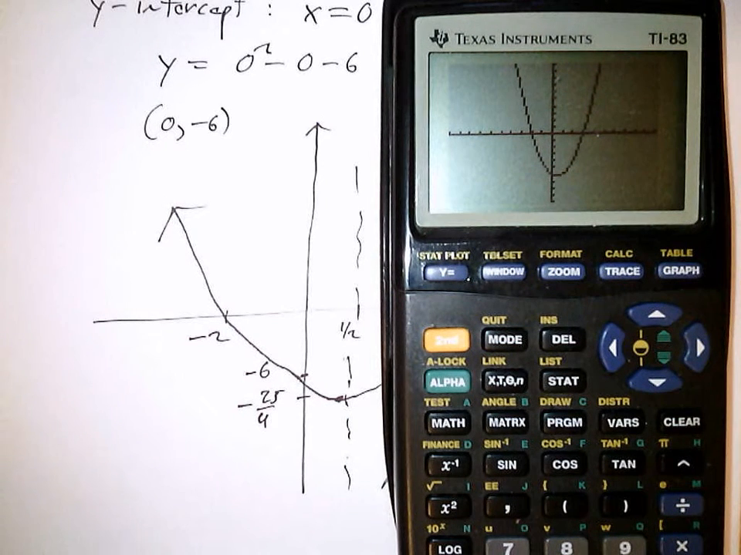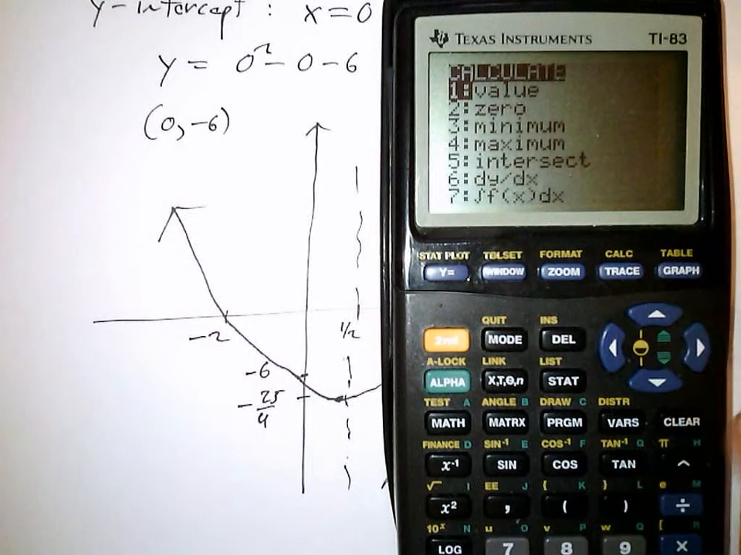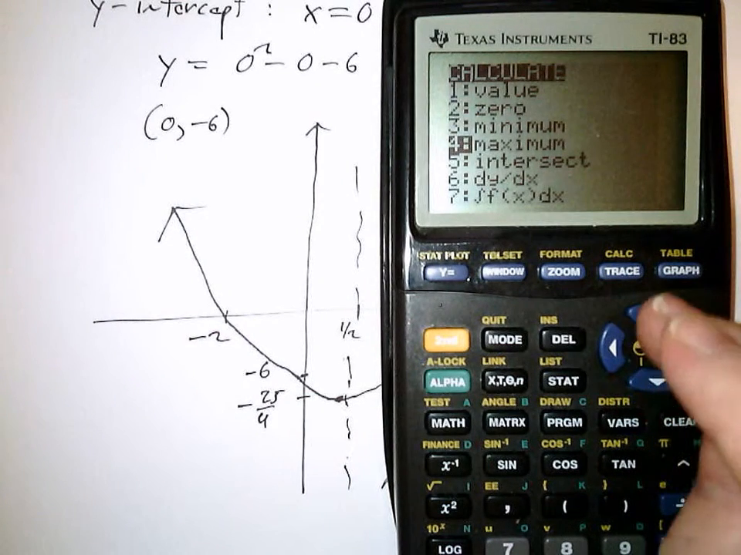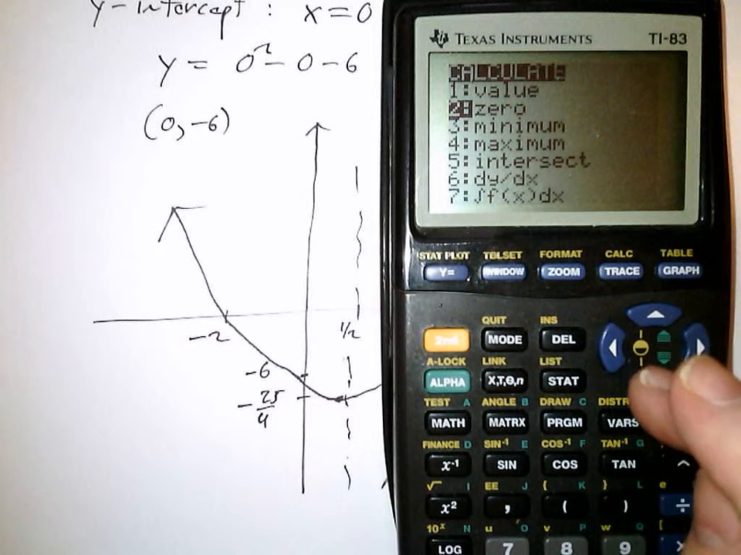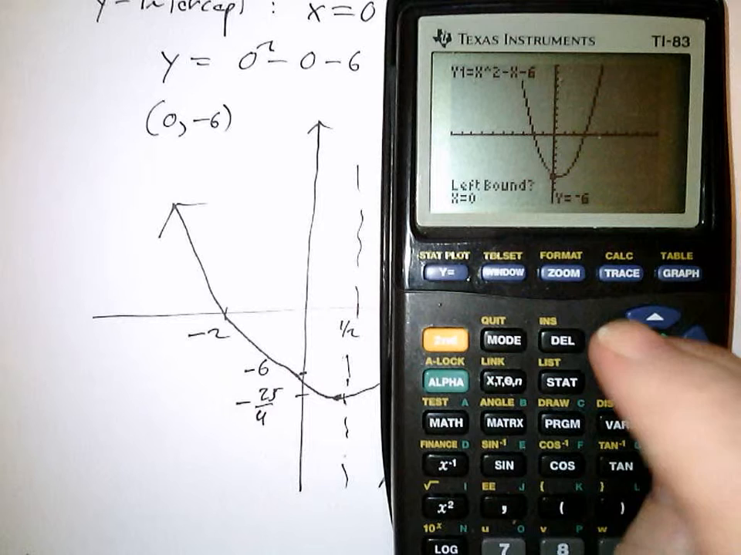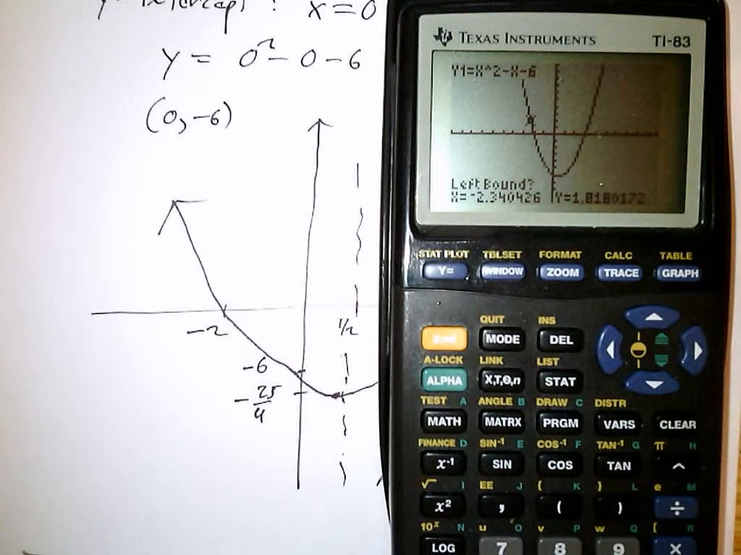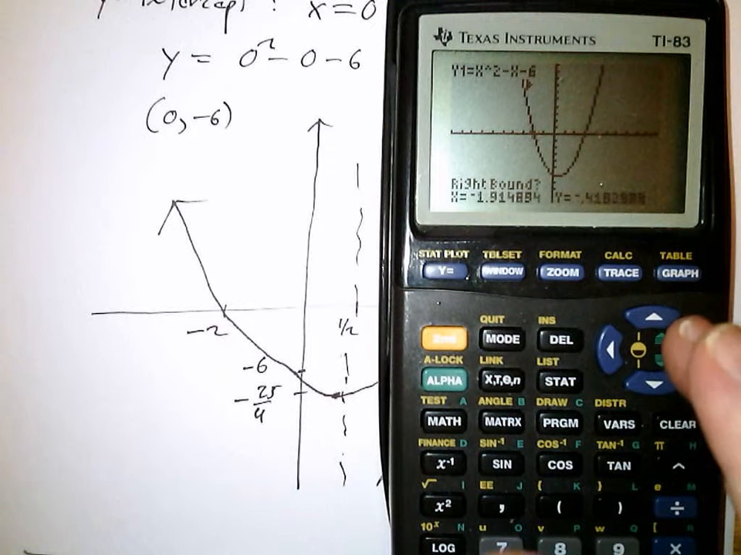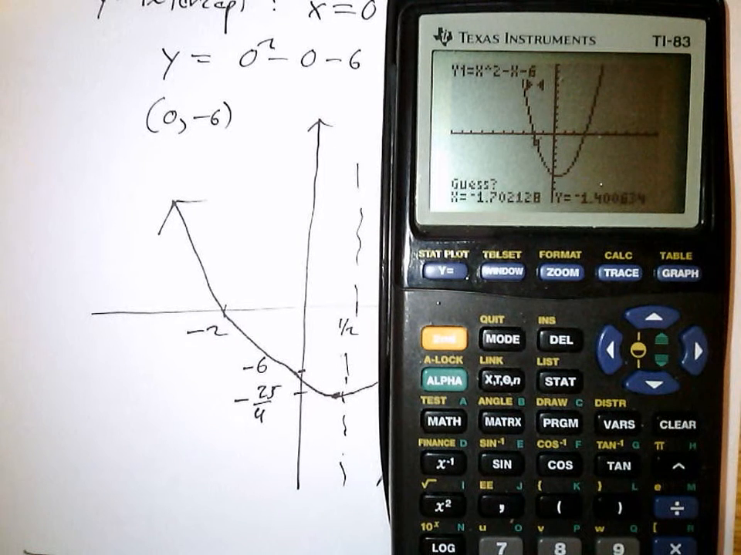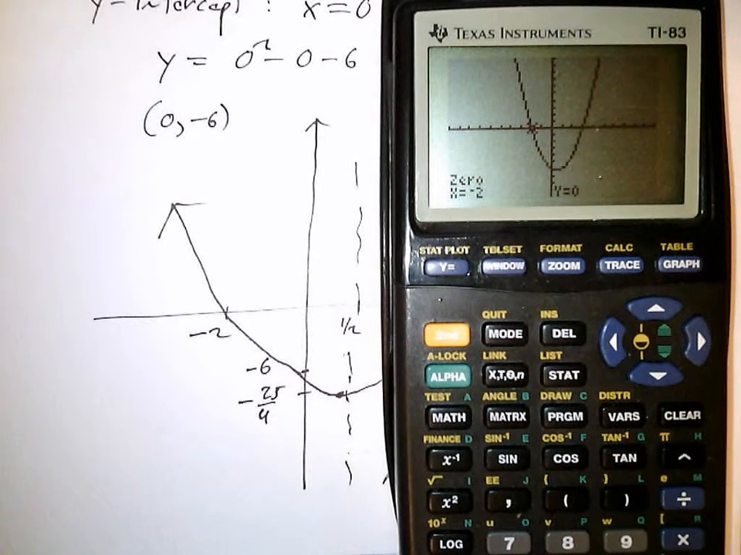So there's a nice beautiful little graph here, and I can find these points graphically as well. What I can do is second calculate, for instance, go down to zero, and my left bound, for instance, is right there. I'll let my right bound be there. And so I get x is negative 2, y is 0.